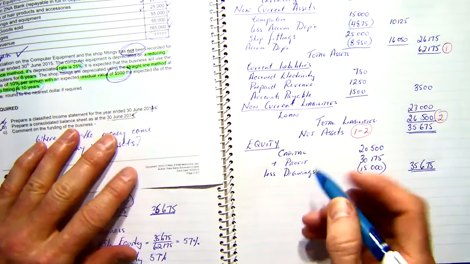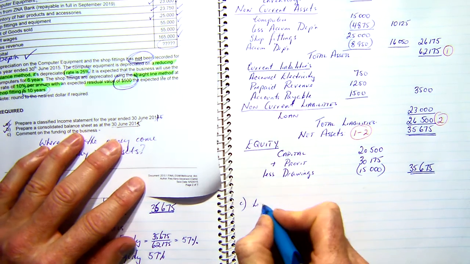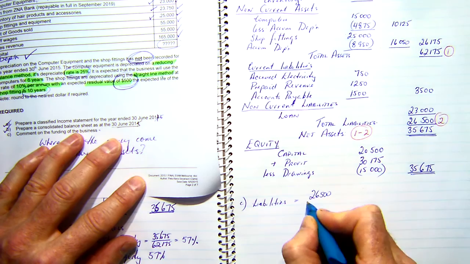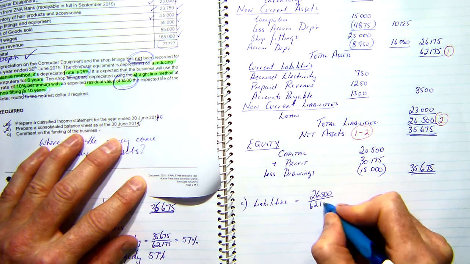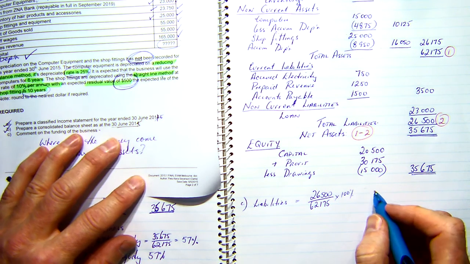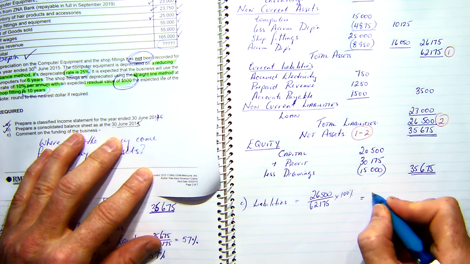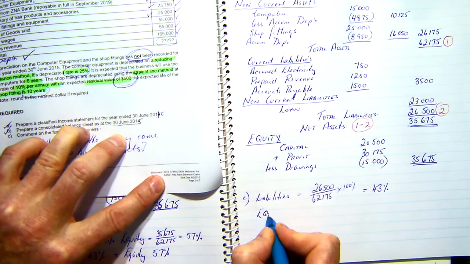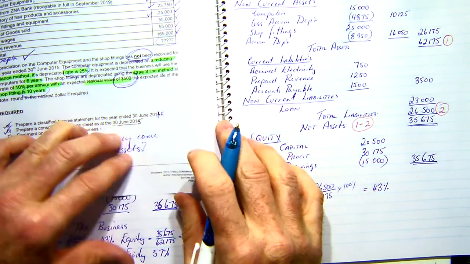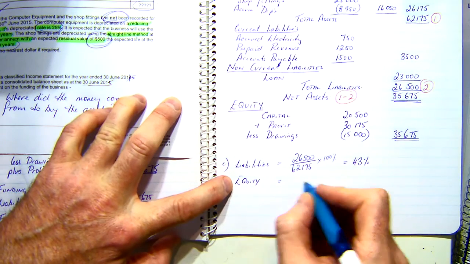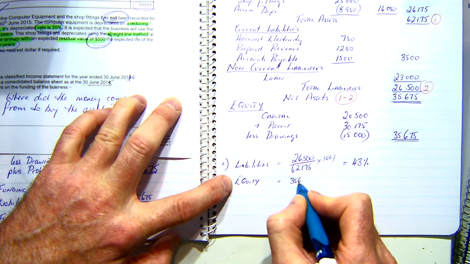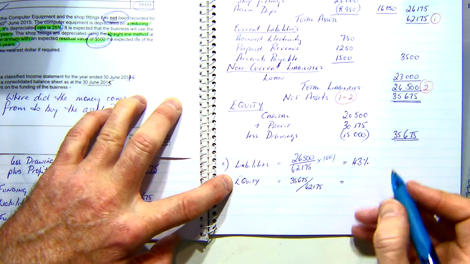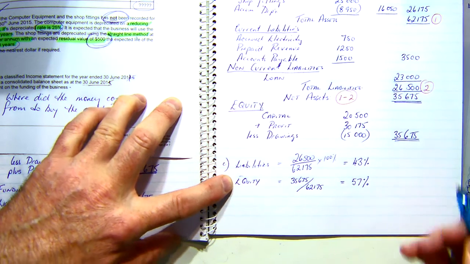So if I was to do my calculations, liabilities, so this is C, equals 26,500 divided by 62,175 times 100%, gives me an indication that it's 43%. And if I do equity, I'm running out of page here, let me just slide that up a little bit, makes it more comfortable. So I'm doing my 35,675 divided by my assets total again of 62,175. Now if my liabilities is worth 43%, my equity must be the difference, which is 57%.